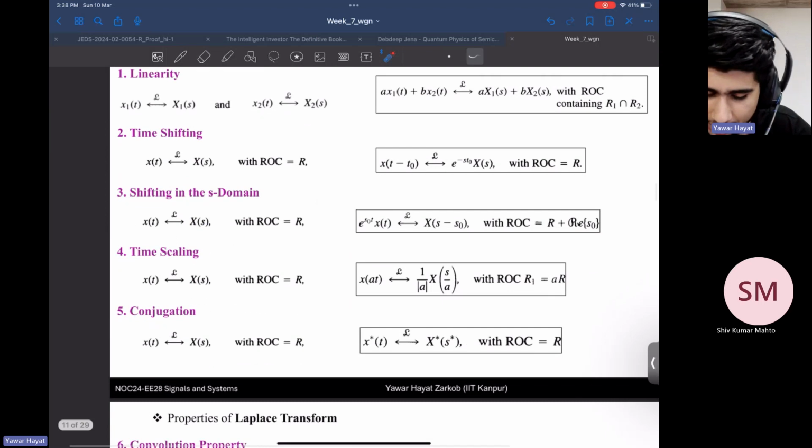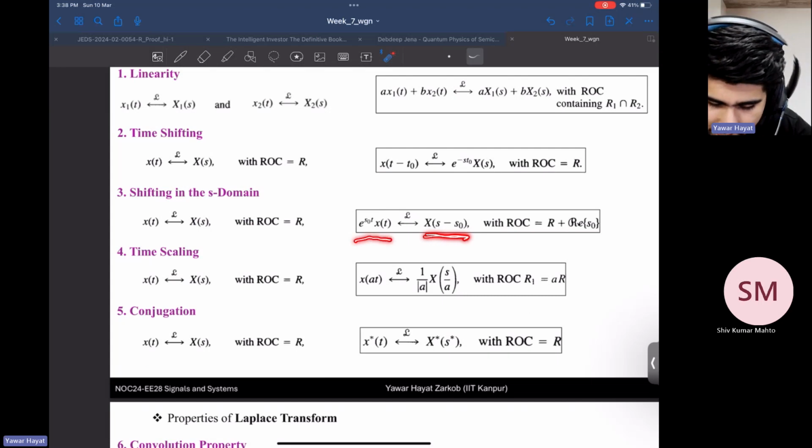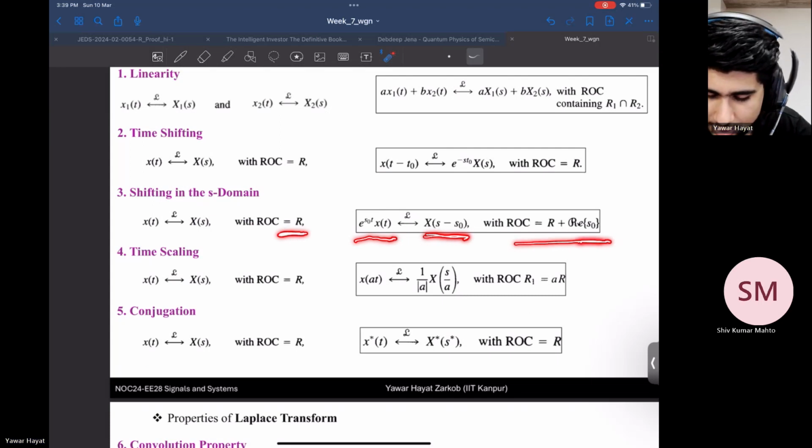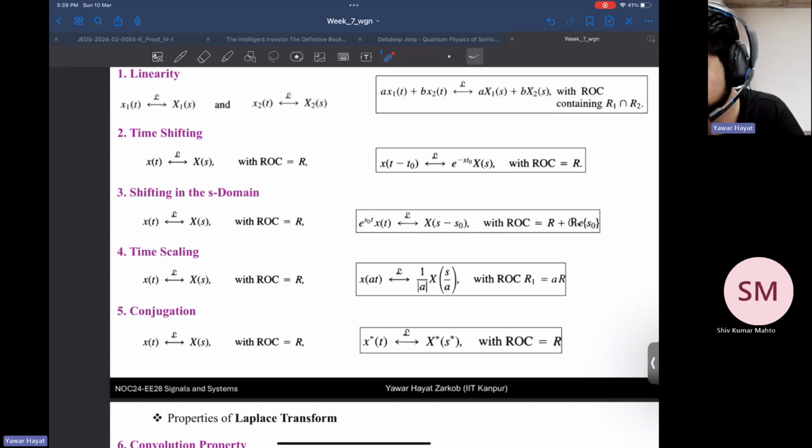Now shifting in the S domain. X of s minus s naught would have e to the power s naught t times x of t as the inverse Laplace transform, and the ROC would be the existing R plus this s naught, the real part of s.